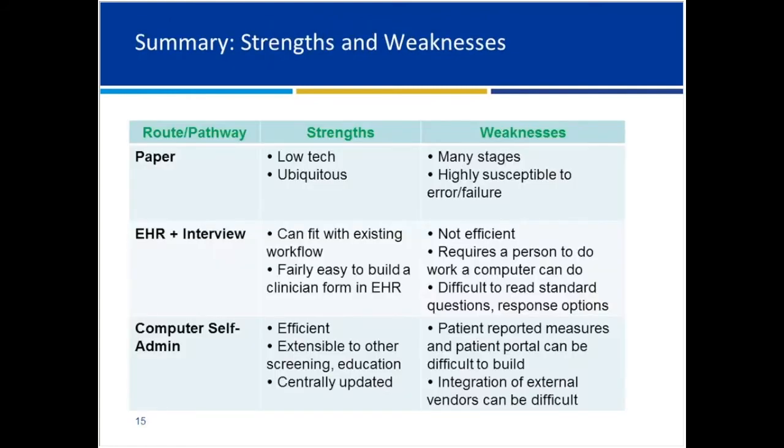So each of these pathways has its strengths and weaknesses. Paper is strong because it's low tech and it's ubiquitous. Paper can be found everywhere, and it's really the de facto method that many clinics use currently if they're going to screen or get patient-reported measures from patients. The weakness is that there are many stages associated with paper, and it's highly susceptible to error or failure and requires clinicians or other personnel to track and document the paper and to translate it into the electronic health record, which can be cumbersome.